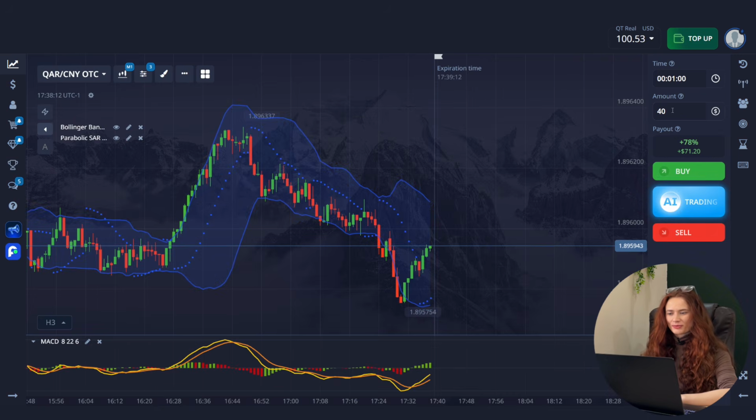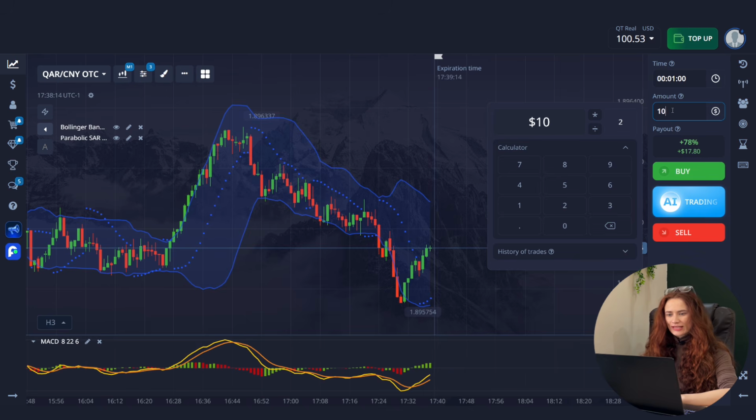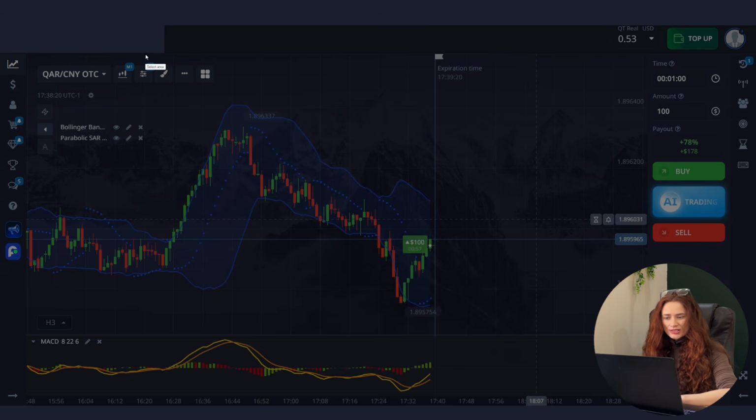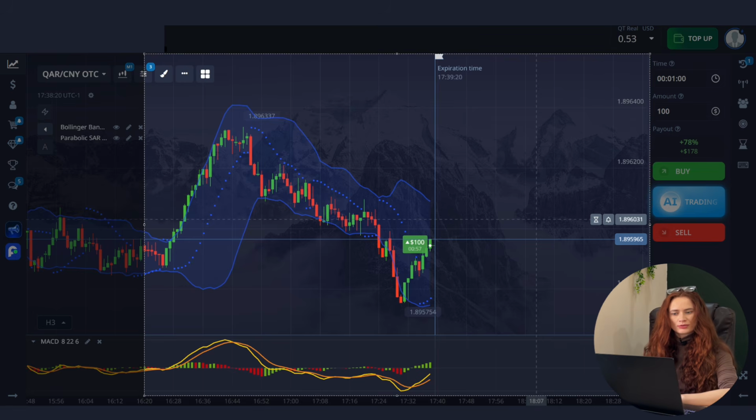Found the first setup, we're opening the trade to increase the price. The amount is $100 and the time 1 minute. And let's break it down layer by layer. Bollinger Bands, the price had fallen, broke below the lower blue boundary, and that's the first and the most important signal, friends. Then the price started rising and returned back inside the zone.